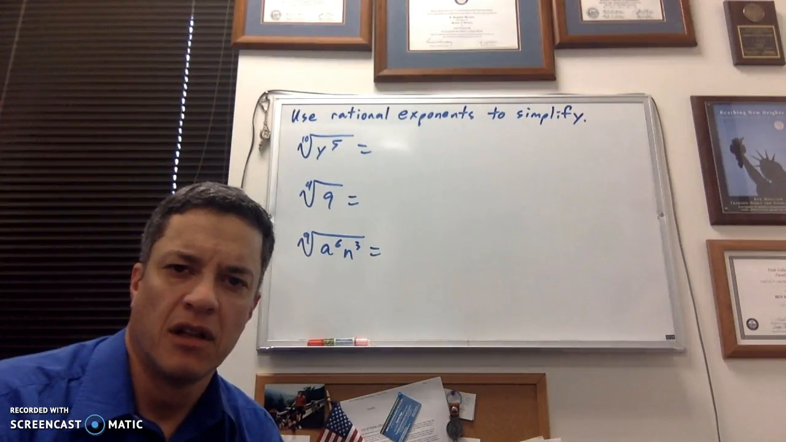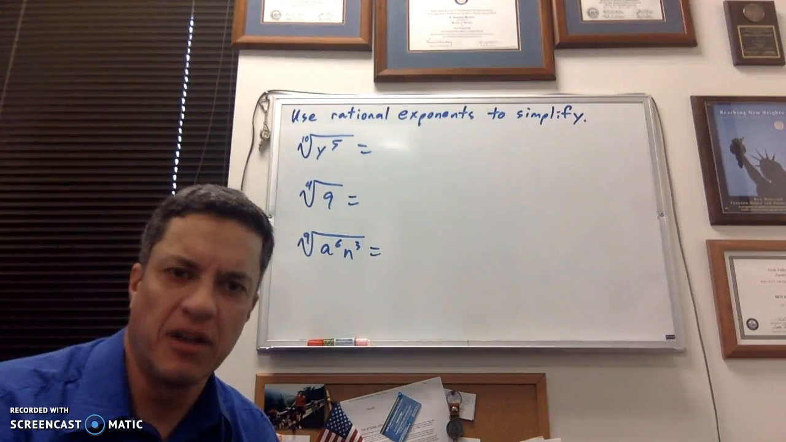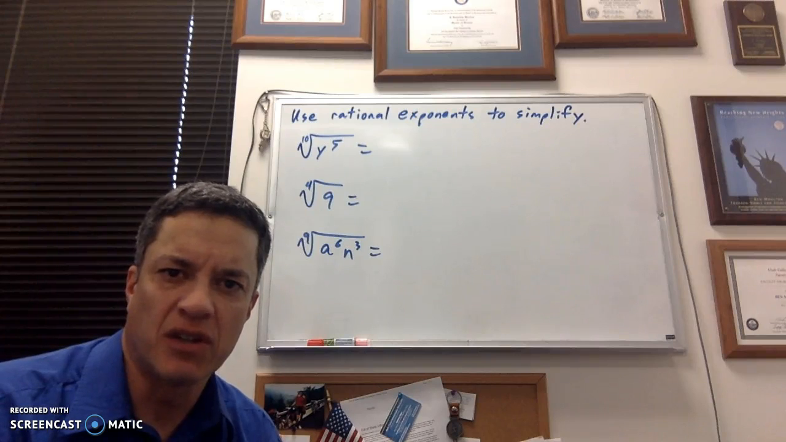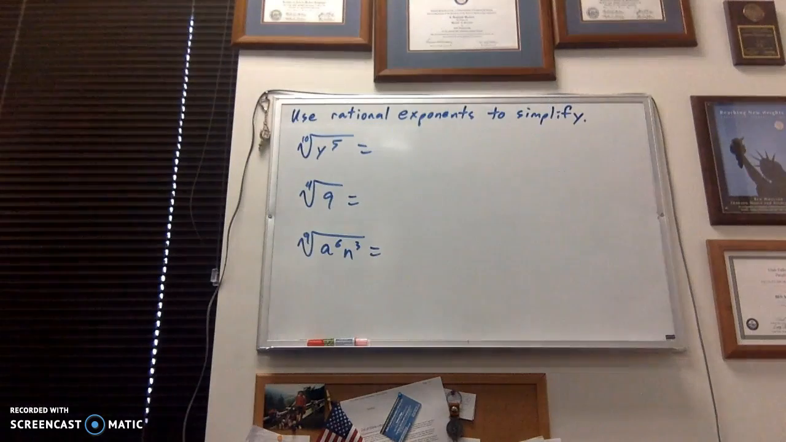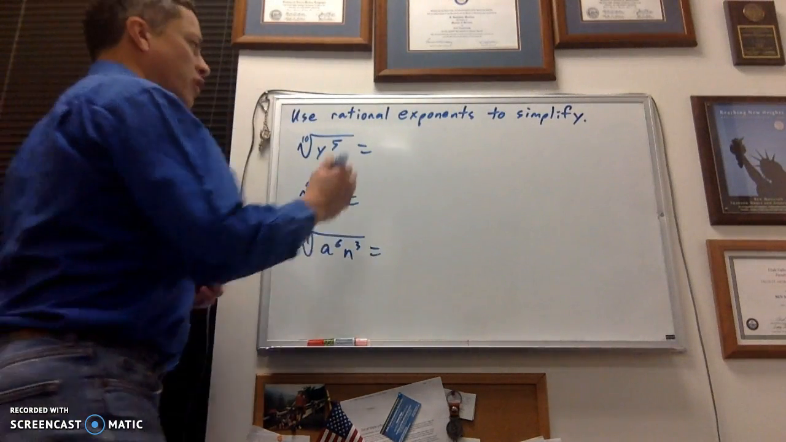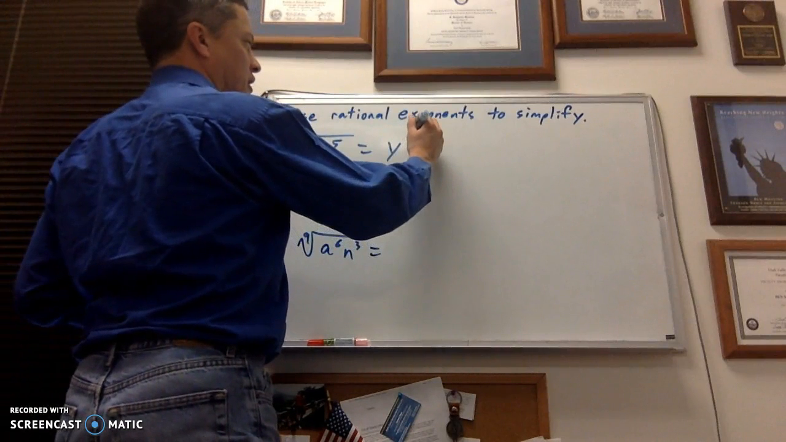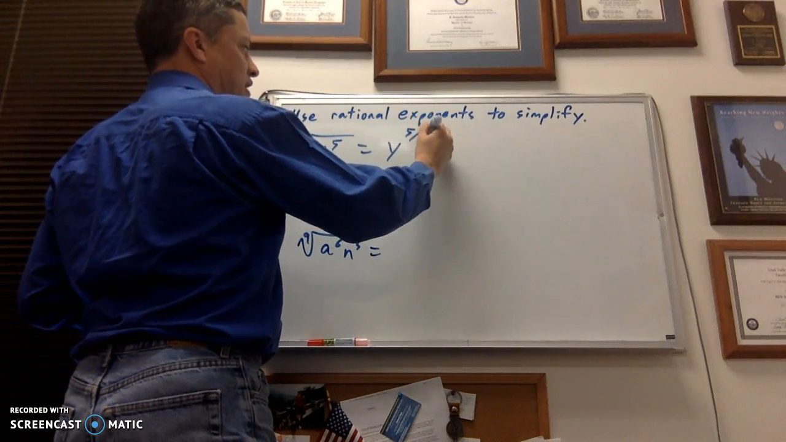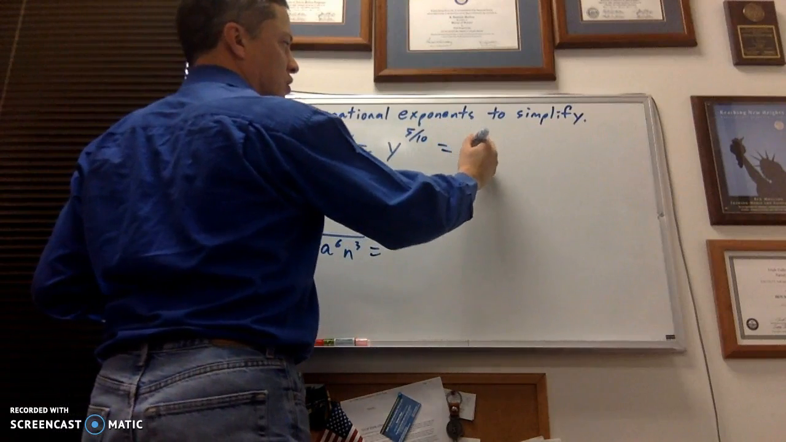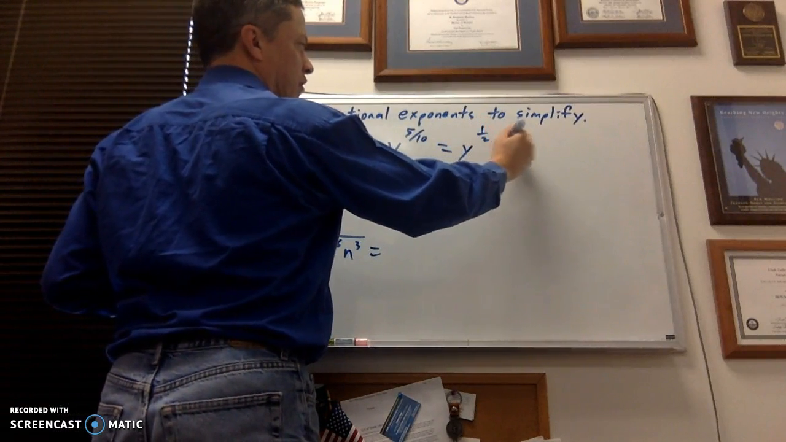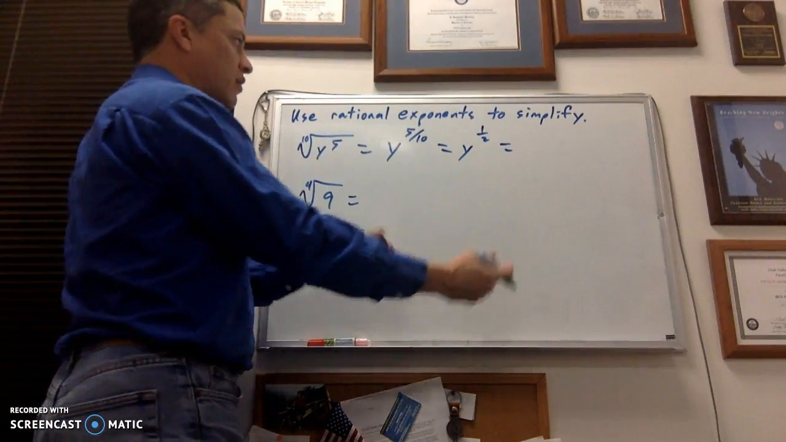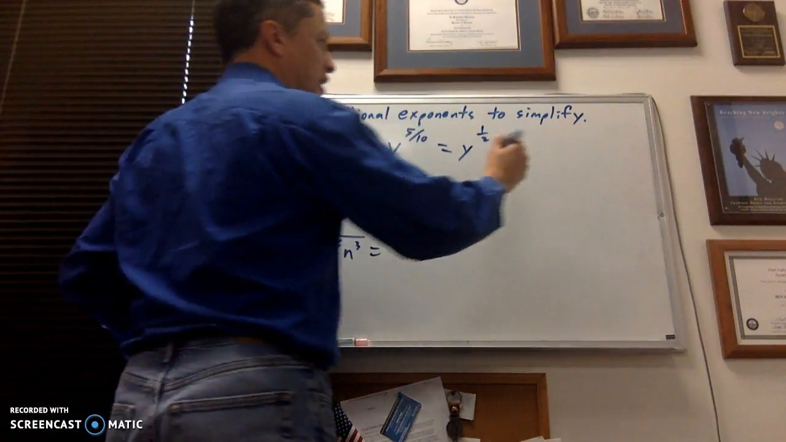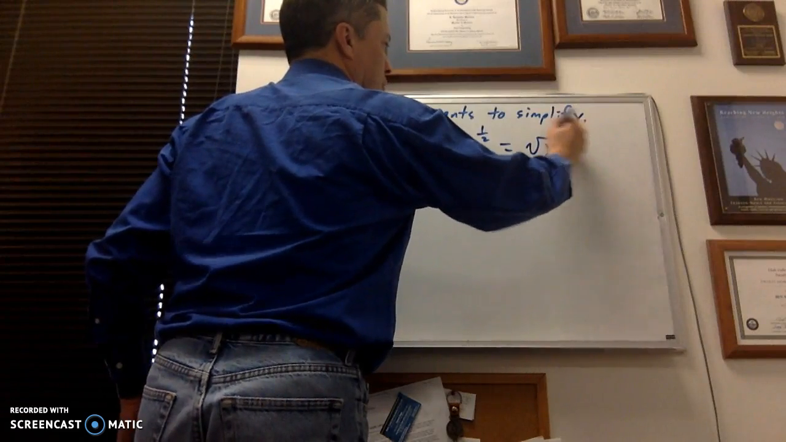Hi all. I think I've addressed this a little bit, but let me look at it a little bit more. Let's use rational exponents to simplify these three radicals. I've got the 10th root of y to the 5th. So we can rewrite that with a rational exponent as y to the 5/10, and that reduces to y to the 1/2. And since it started as a radical, I'm going to finish this as a radical and rewrite this y to the 1/2 as the square root of y.